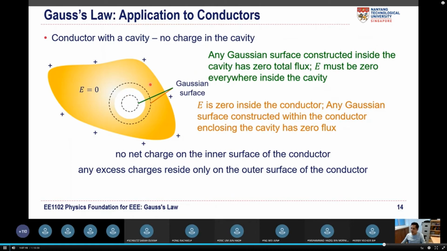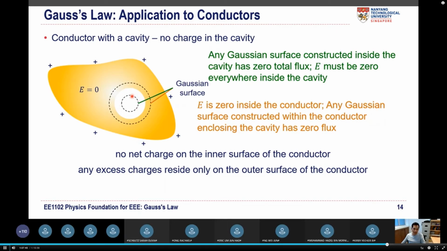So there are sometimes questions with conductors with a cavity inside. So what is a cavity? A cavity is like an empty space. So you have this conductor, and inside here there is some empty space. Okay, and in this question, this is also an example. We have no charge inside here.